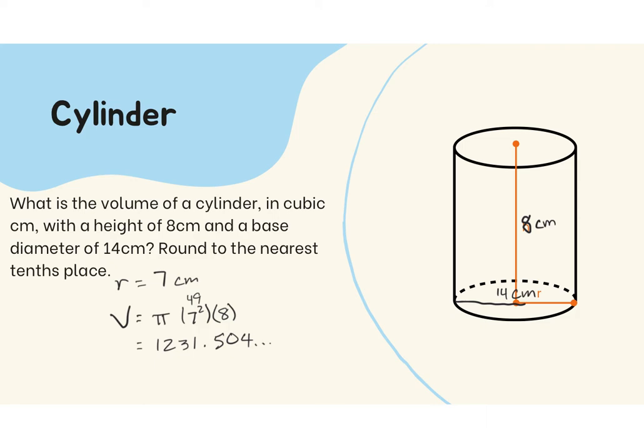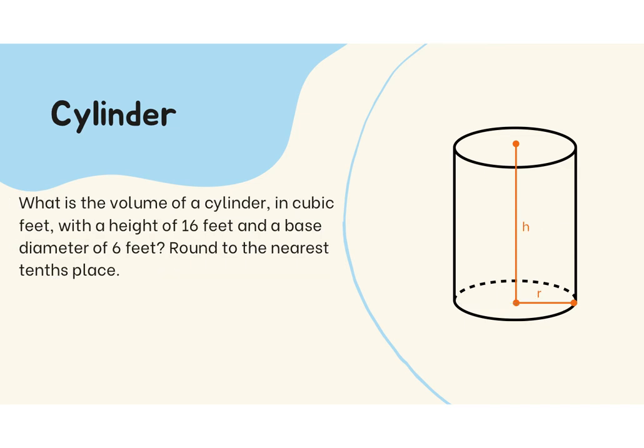We're asked to round to the nearest tenths. So that means I look at the hundredth spot. It's a 0, so we round down, and it becomes 1,231.5, so 5 tenths. And then our units are centimeters cubed, because remember, volume is a 3-dimensional measurement.